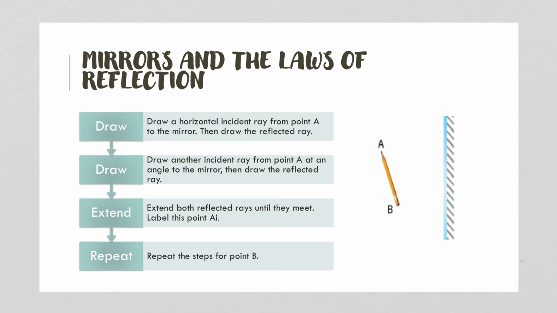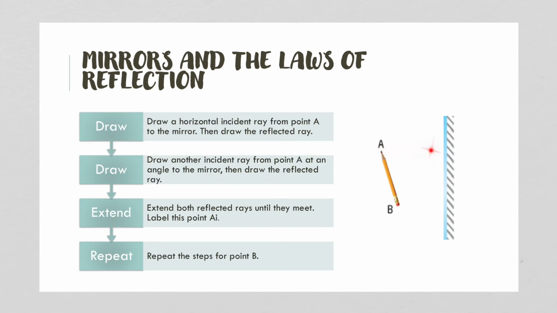Then we're going to draw another line on an angle, and it doesn't matter which angle you pick. Then you'll draw a little normal, and then you're going to draw a reflected ray that goes the opposite direction, but at the same angle from the normal. So if this came into the normal at a 45-degree angle, you're going to draw a 45-degree reflected ray. And then once you've drawn that, you're going to extend both the reflected rays until they meet.